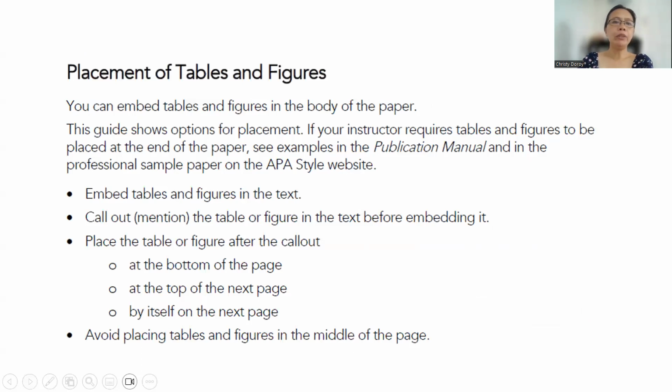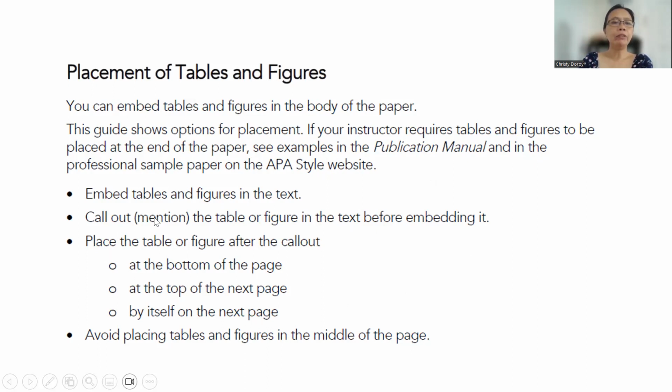So, placement of tables and figures. You can embed tables and figures in the body of the paper. This is just a guide which shows you the possible options for placement. It says here, if your instructor requires tables and figures to be placed at the end of the paper, you can see the example in the publication manual and in the professional sample paper on the APA Style website. But I'm going to show here only those which are embedded in the body of the paper.